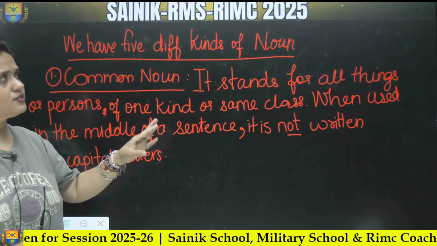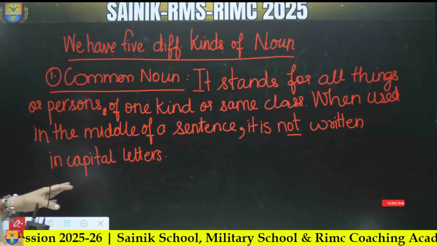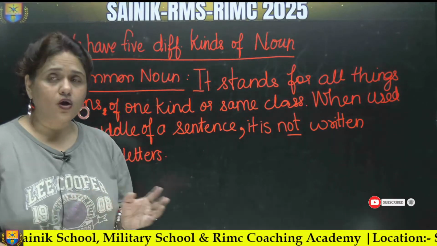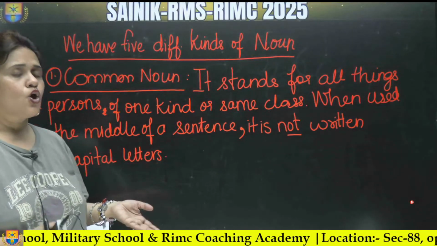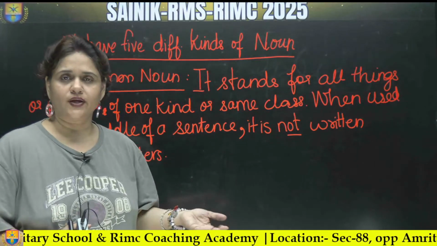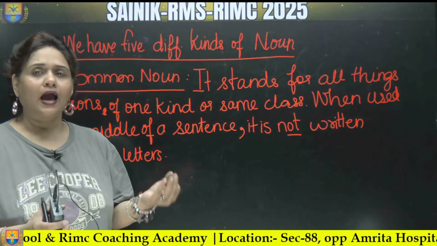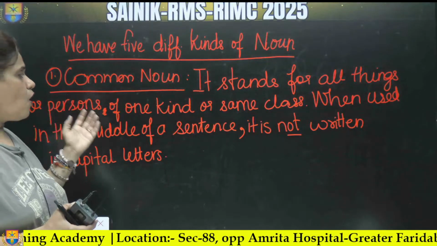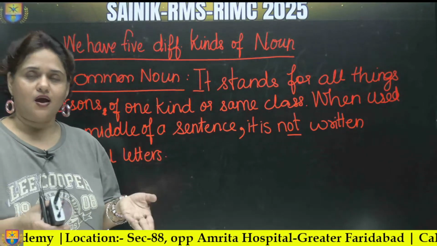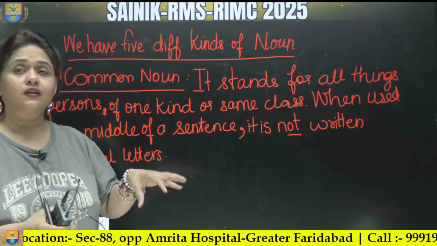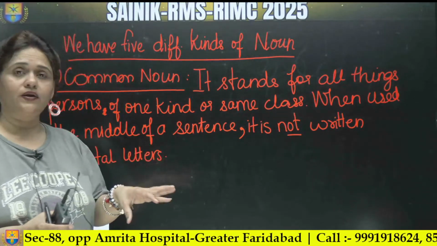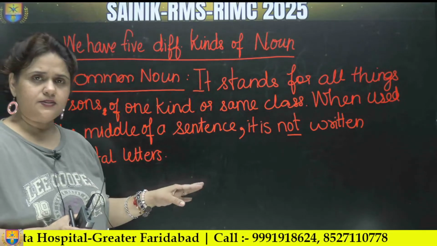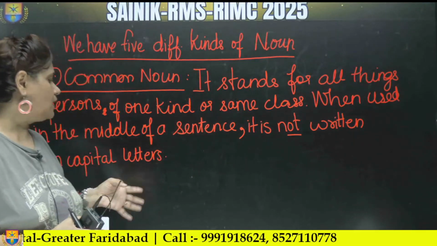We have 5 kinds of noun, and the first noun is your common noun. Now what is a common noun? It stands for all things, anything in common which is in relation with person, place, animal or thing. All the things of persons of one kind or same class. That means they should be in the same category. That's called one kind. When used in the middle of a sentence, it is not written in capital letters.